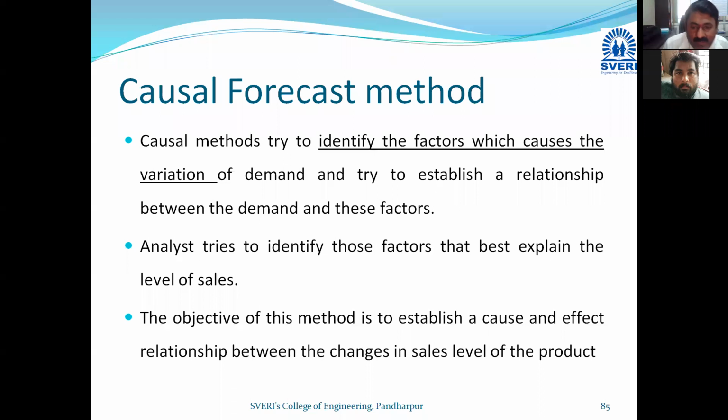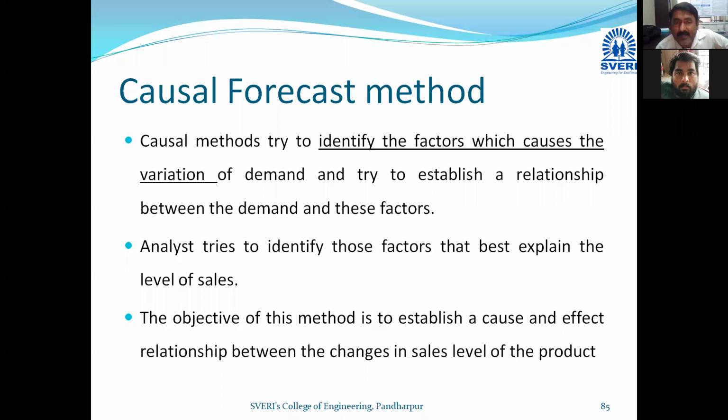So why is this happening? Which are the factors which cause the variation? So this method tries to identify these factors and to establish a relationship between these factors and demand. What is the relationship? The analyst tries to identify those factors that best explain the level of sales. Again, there are many factors. Some factors are very prominent, significant, and some of the factors have a much lesser effect. So analysts try to explain which are the most important, or which will best explain the level of sales.